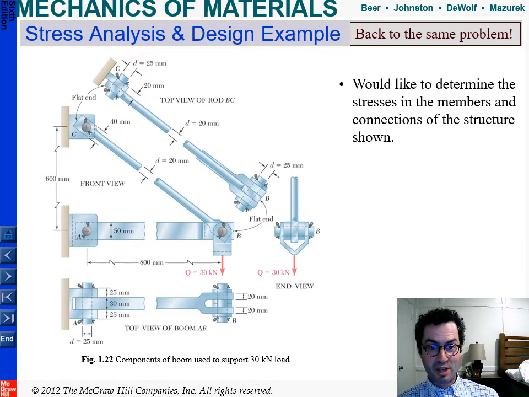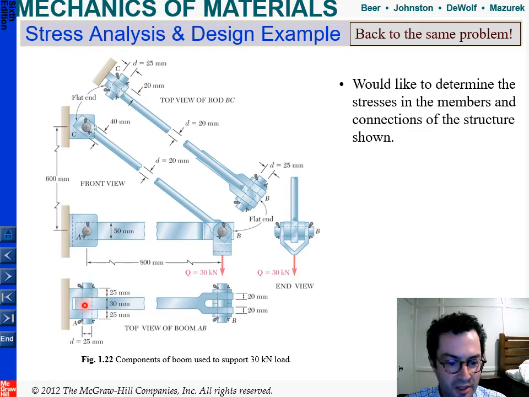Okay, so let's do an example using the previous situation that we had before. We have this boom, and we have a horizontal member. Now let's talk about the thicknesses a little bit. The horizontal member on the bottom is 50 millimeters in height, 30 millimeters in thickness, and we have this clevis that's attaching it to the wall. That's 25 millimeters in thickness on each side, and we've got a pin that's 25 millimeters in diameter.